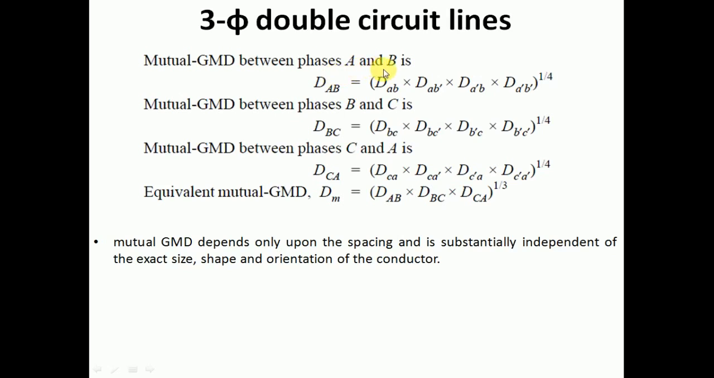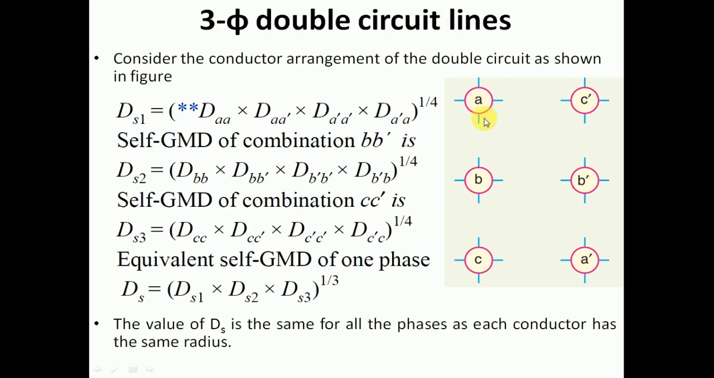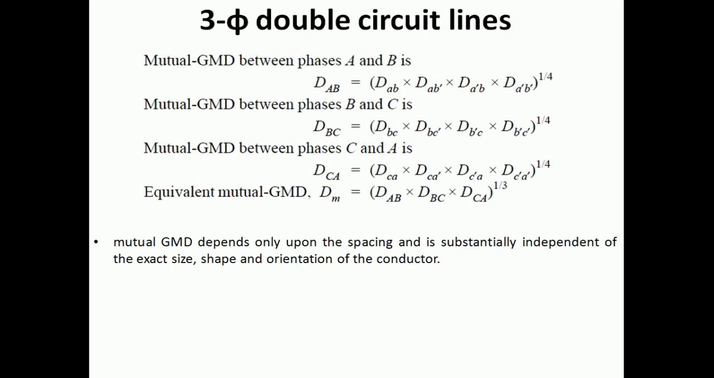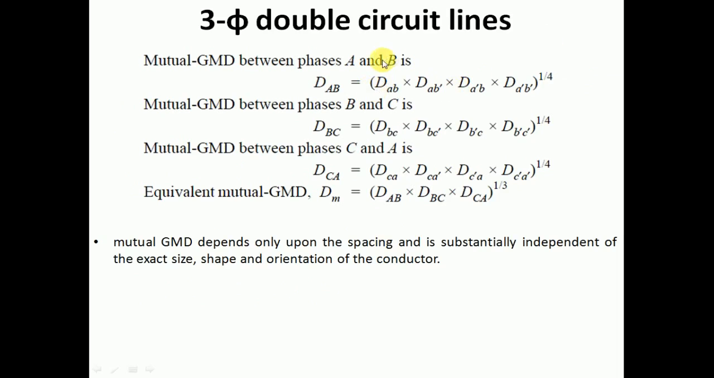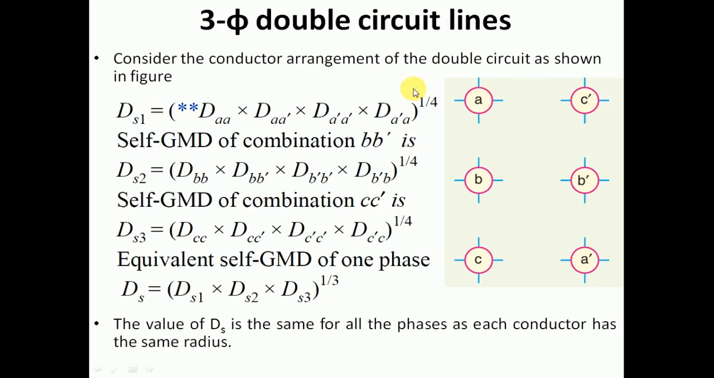Next we are going to find the mutual GMD between phase A and B. From this arrangement, it is very clear that phase A consists of two conductors and phase B also consists of two conductors. As we know, the standard relation of mutual GMD is the mnth root of the product of mn terms. So in this case, the values of m and n are 2, so the value of mn will be 4. That's why we get the fourth root of the product of 4 terms. The 4 terms will be the distance between A to B, A to B dash, A dash to B and A dash to B dash.